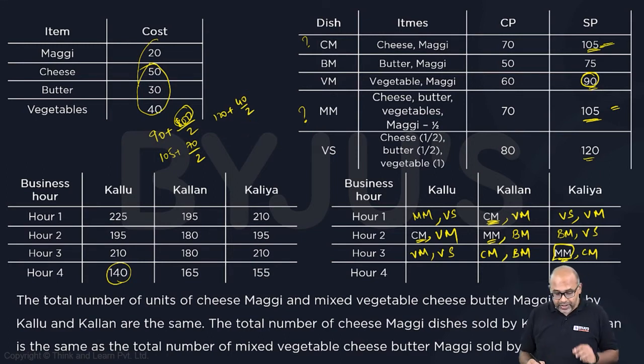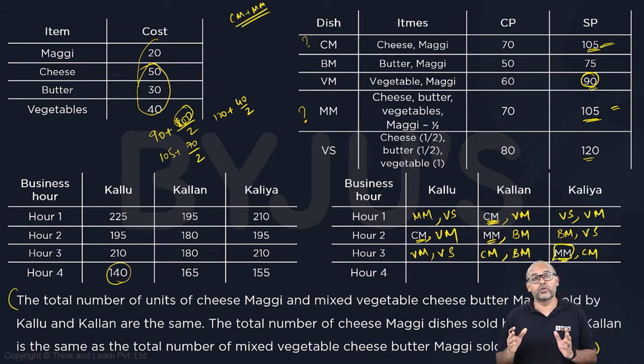Okay. Now let's use this statement given over here to get clarity. The total number of units of cheese Maggi and mixed vegetable cheese Maggi sold by Kallu and Kallan are the same. So what they are basically saying is total number of units of cheese Maggi and mixed vegetable Maggi. So first let's take a look at cheese Maggi plus mixed veg. So CM plus MM. For each individual, total should be the same.